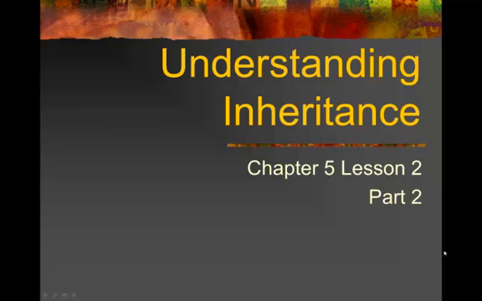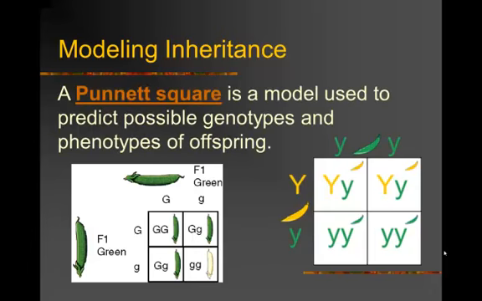In part 2 of Understanding Inheritance, we're going to get into the modeling. So how are the traits modeled? And then we're going to end up with talking about variations in Mendel's theories, which means things that were discovered not by Mendel, but because of his groundwork, we were able to discover some other things in genetics that weren't just dominant and recessive. That's one of the main things. So let's first talk about modeling.